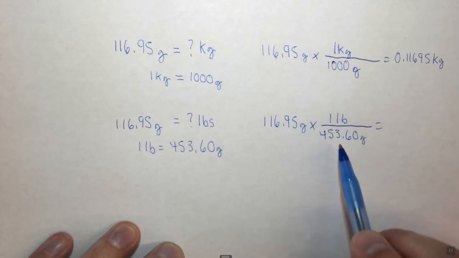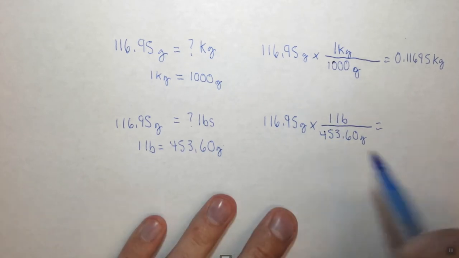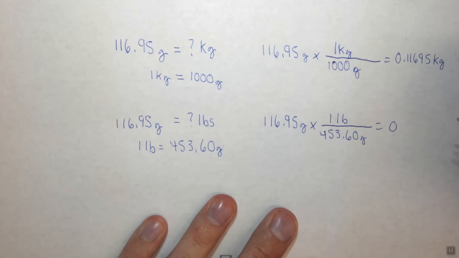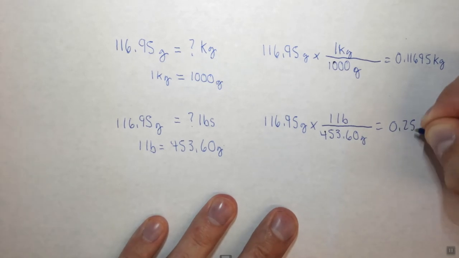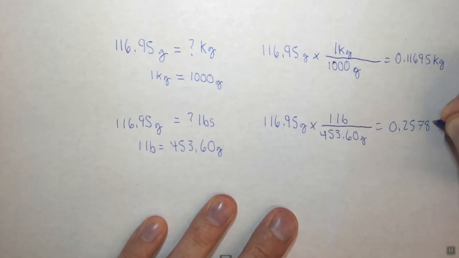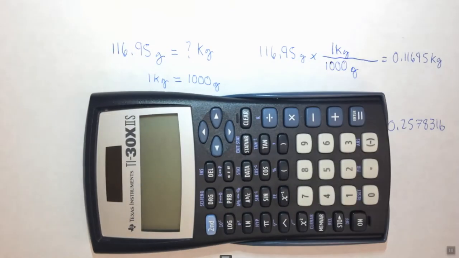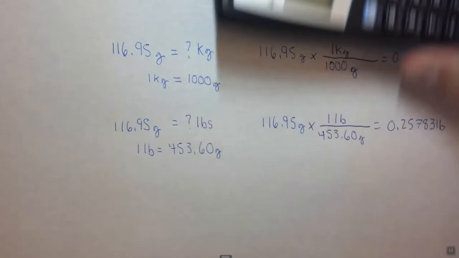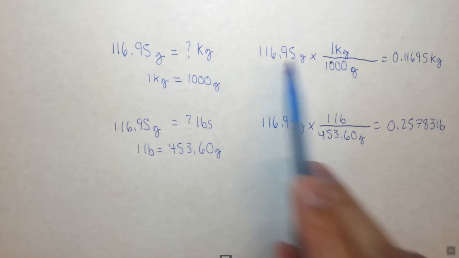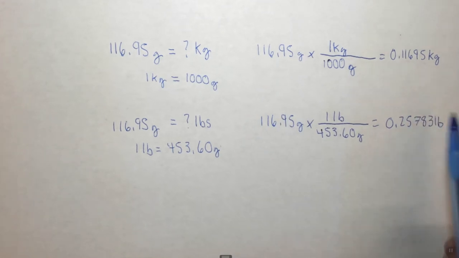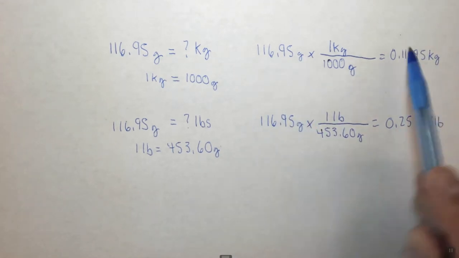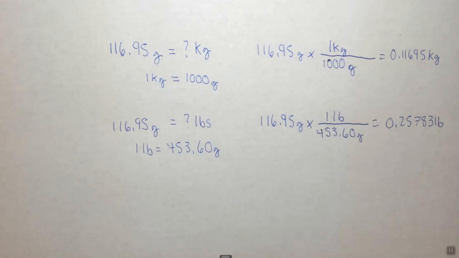Multiply by the top, divide by the bottom, and I find that the weight, if you will, of this calculator is 0.25783 pounds. Note, it is again the exact same calculator. So whether I express its mass in grams, kilograms, or pounds, all three of these things are equal because they're the mass of the calculator, or the weight technically of its pounds. They are not something different.